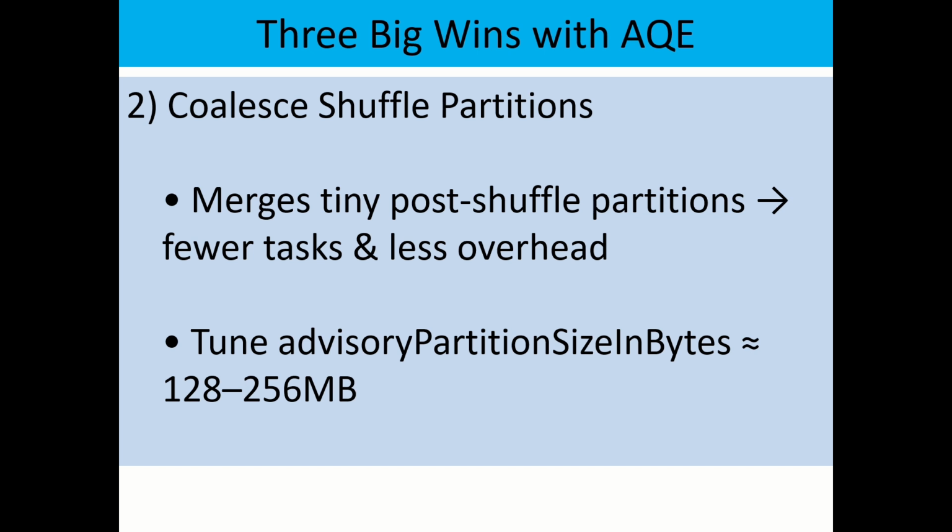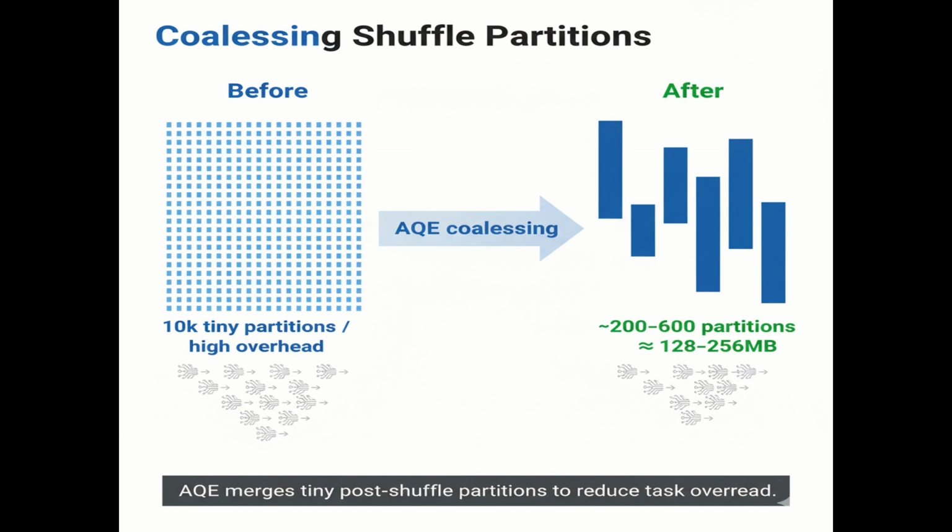Below is the technique which you can use to indicate to Spark which type of tuning it needs to do. So tune advisory partition size bytes, 128 to 256 MB. So what is this actually? Let's discuss a bit more.